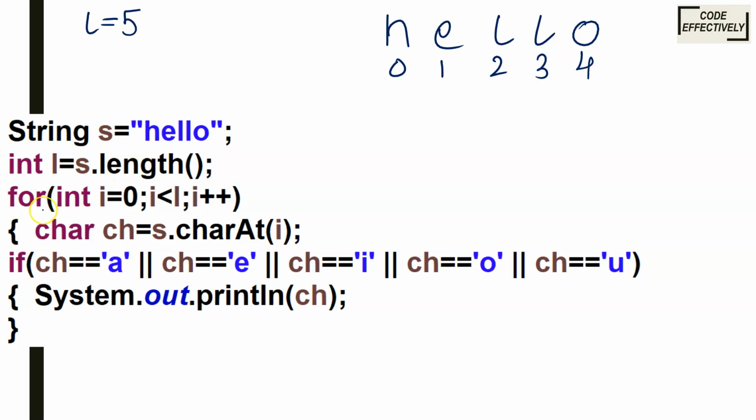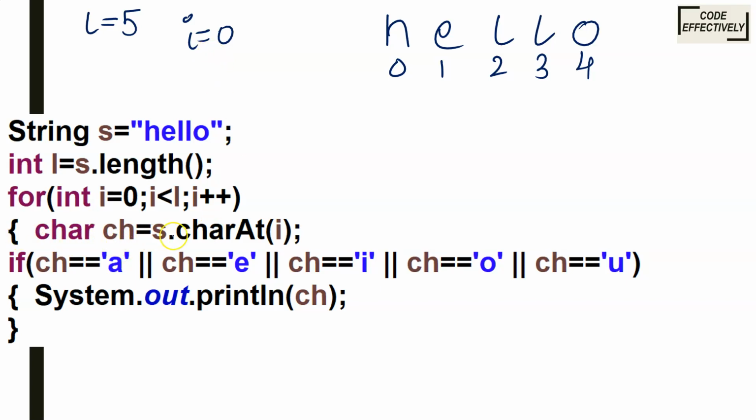Now we will start a for loop. The for loop will have int i equals 0. First, the value of i will be 0. When i equals 0, it will check, is i less than l? What is the value of l? 5. Yes, of course, 0 is less than l. So it will come inside the for loop.